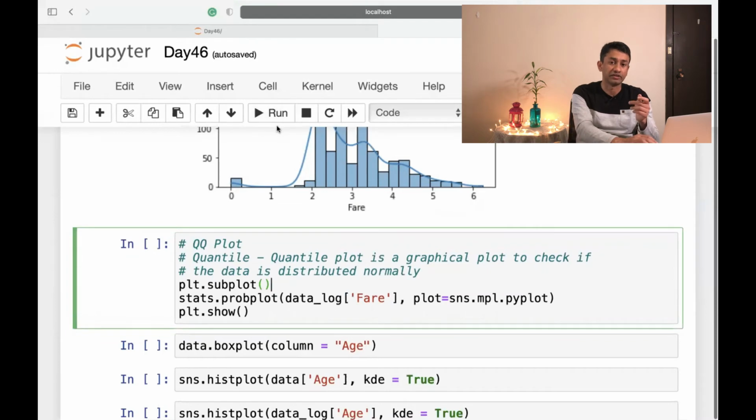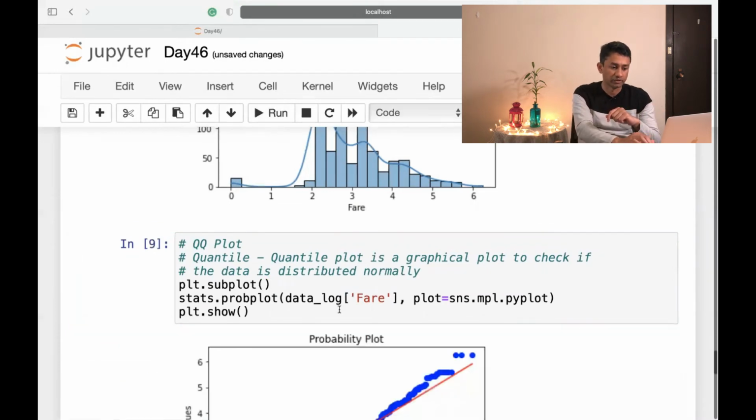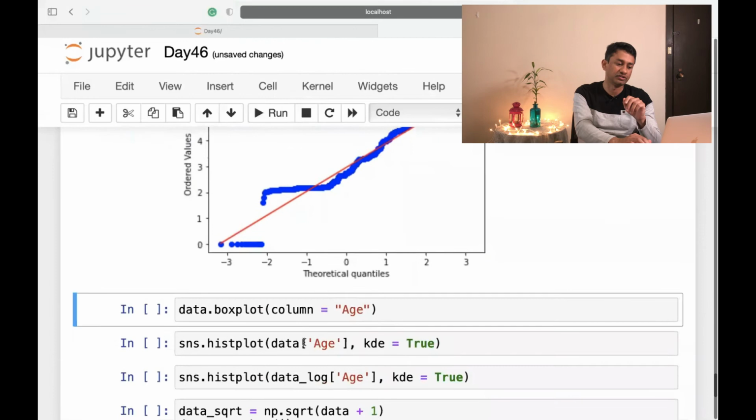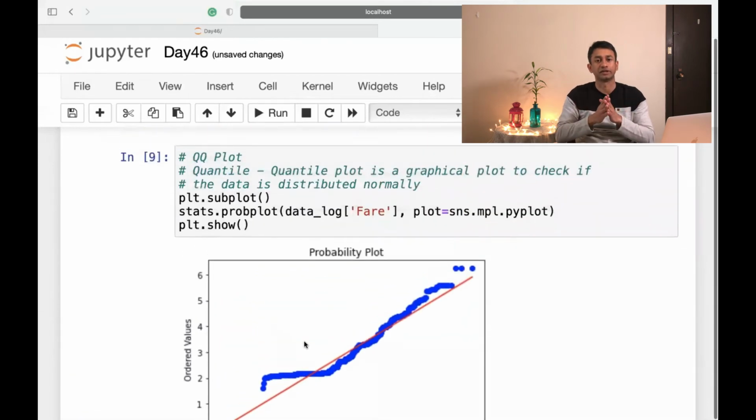So maybe we can reiterate or check this using the QQ plot as well. By using the QQ plot, we can see that the values are not exactly on the diagonal. There are still some values which are over and below the line, and hence what we can say is that logarithmic transformation is helpful in maybe reducing the skewness that is present in the data point, but it is not changing them into a normal distribution.